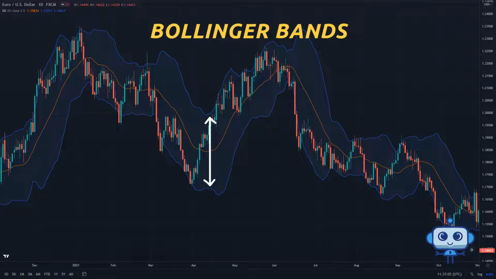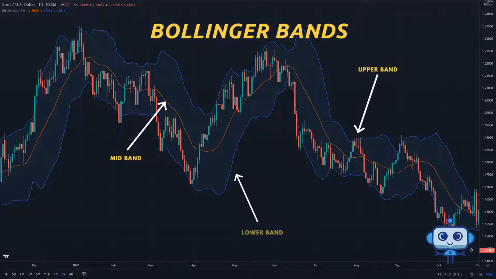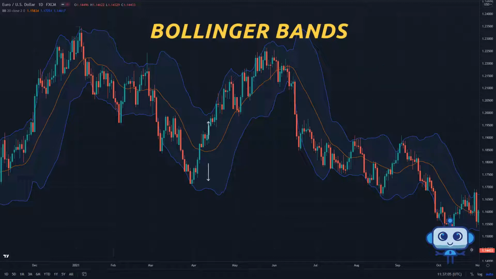Bollinger Bands are a type of price envelope that are plotted above and below a moving average line. The moving average line is called the mid-band, while the two other lines are called the upper band and lower band. By default, the upper and lower bands represent 2 standard deviations. The default setting for the mid-band, or the moving average line, is 20 periods.